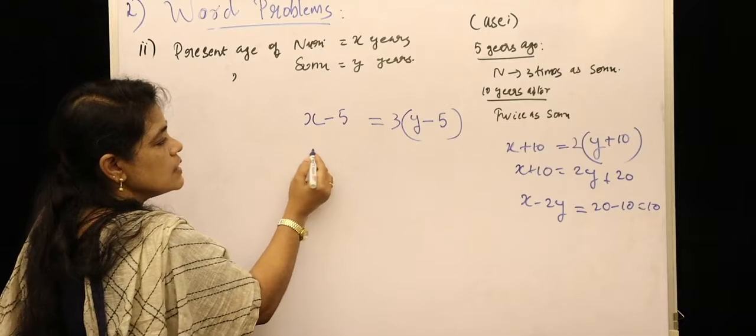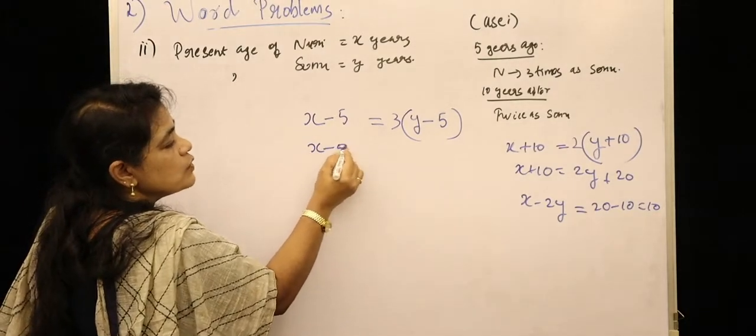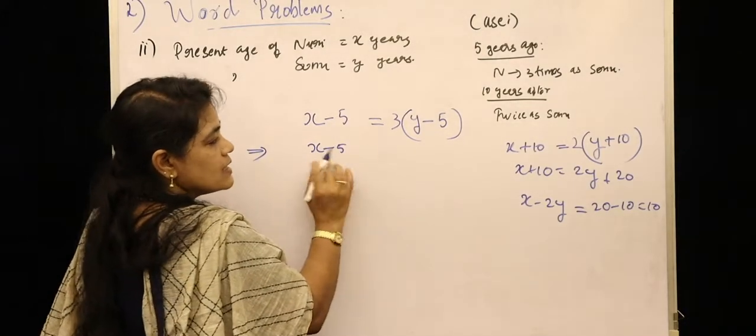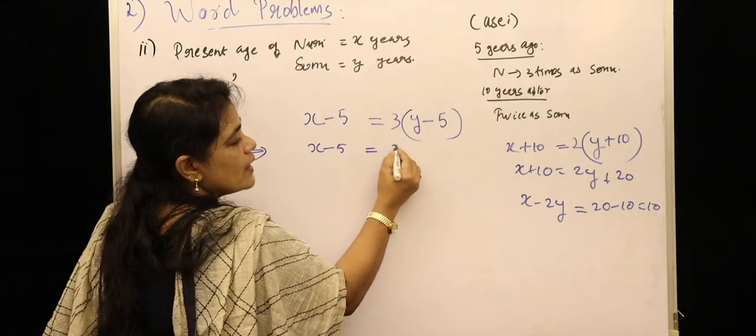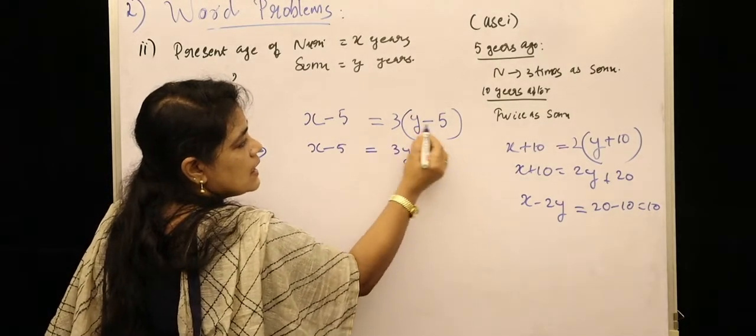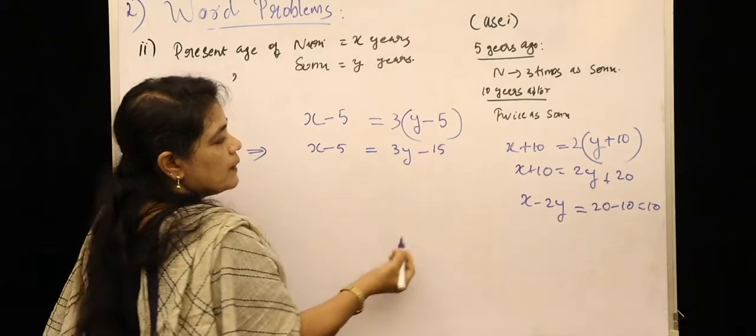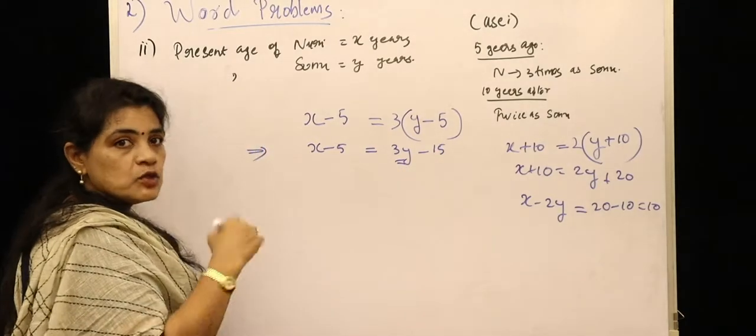And for the first equation, x minus 5, no change, is the LHS. Here comes 3 into y, 3y, minus 3 into 5, 15. And we can take this y term to LHS.